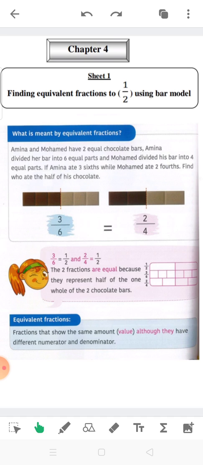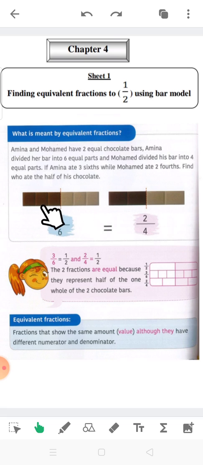Look at this example. Amina and Muhammad have two equal chocolate bars. Amina divided hers into 6 equal parts, and Muhammad divided his bar into 4 equal parts. If Amina ate 3/6, just 3 out of 6, while Muhammad ate only 2/4, find who ate the half of his chocolate.